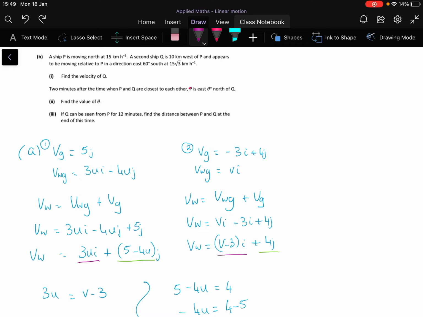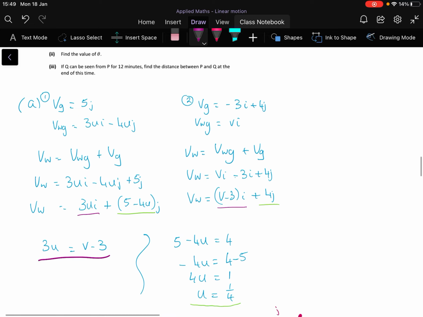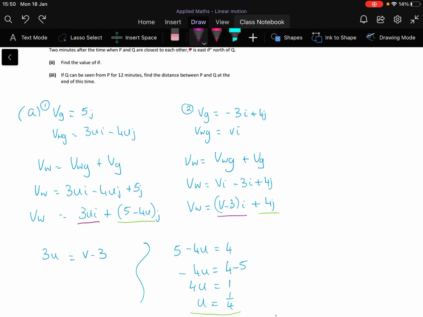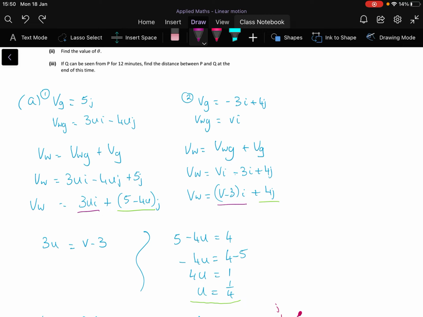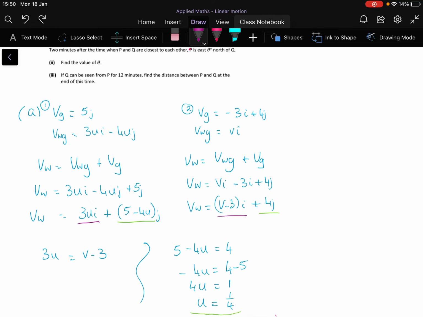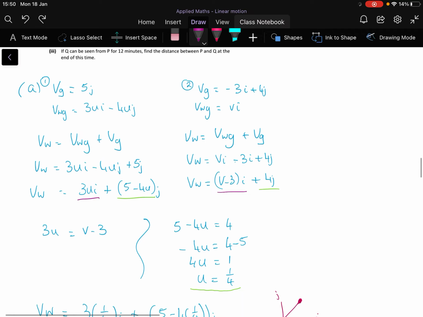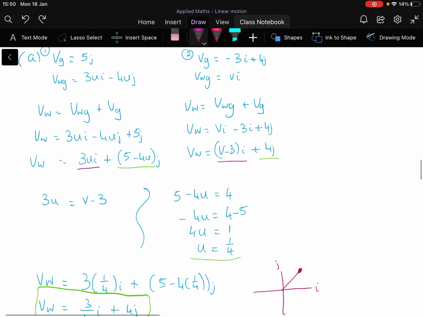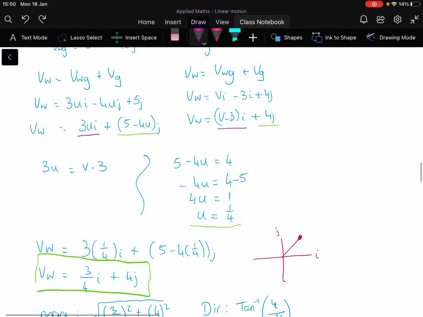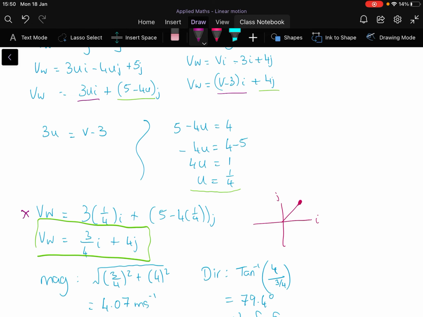I'm then going to either match my i's with my i's or my j's with my j's. Now when I go to match my i's with my i's, I can see that there's 2 letters there. So I'm going to take a look at the j's, where there's only 1 letter, so I'm going to use that one because I'll be able to find u is equal to 1/4, which I have there. From there I'm going to sub that back into the velocity of the wind here. I only need to do it into 1 because both of those are the same thing. And when I substitute my quarter back into the velocity of the wind, I'm getting the velocity of the wind to be 3/4i plus 4j.